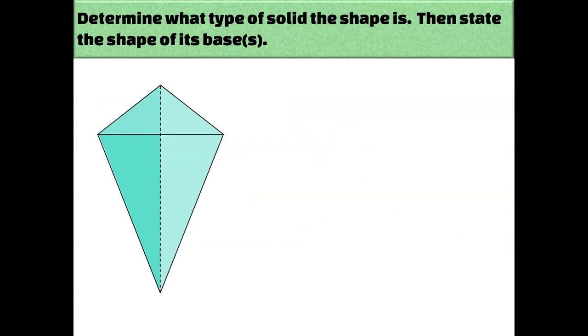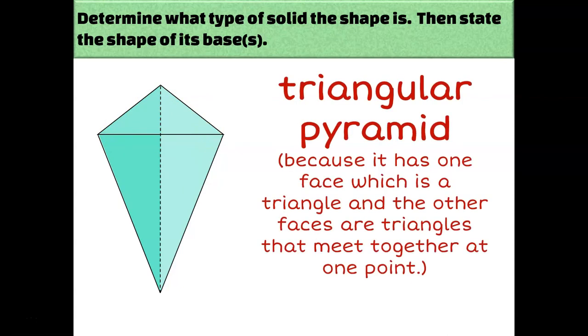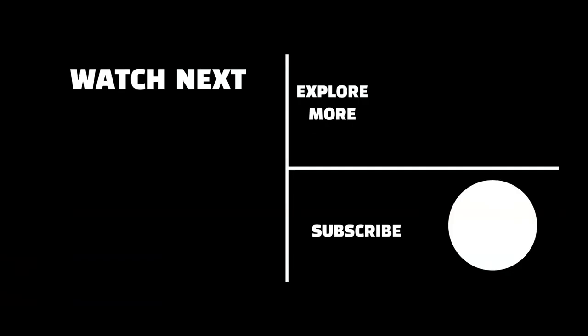How many bases do you see on this shape? I just see one. This triangle up top is the only base that there is, and it's in the shape of a triangle. So since it has one base that is a triangle, it must be a triangular pyramid. And that's all you need to know about identifying three-dimensional solids.